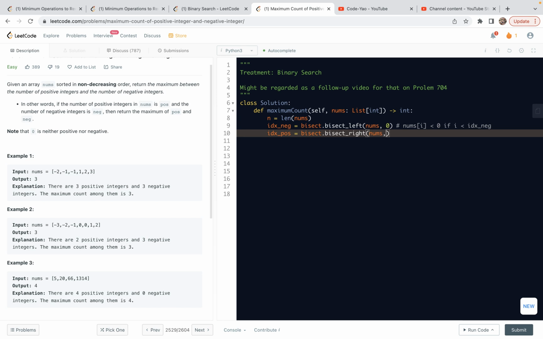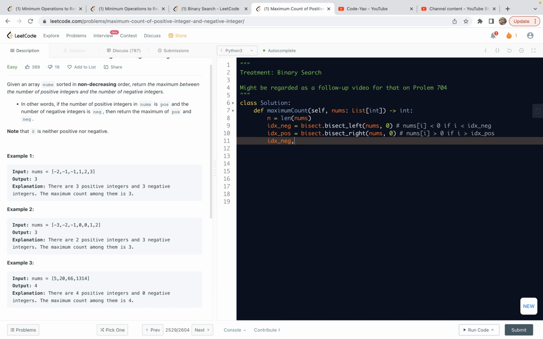Another line we are going to consider is the positive index, idx_positive. Here I'm going to use bisect_right, and I'm going to check 0 again. The bisect_right function makes this happen: nums[i] is strictly greater than the target 0, if i is greater than idx_positive. Again, a special case is that idx_positive equals n. This corresponds to the fact that there are no positive numbers.